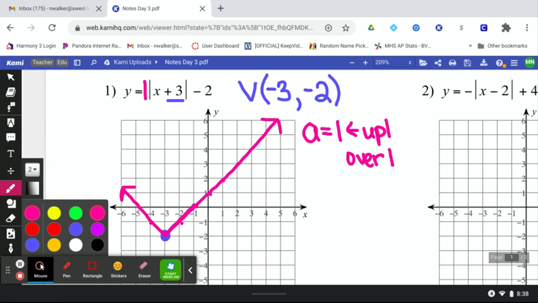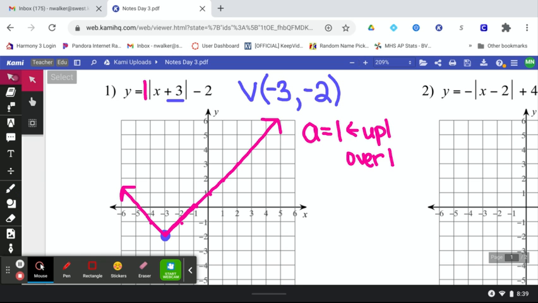Still see some people writing. Gracie, let me know when you're ready, okay? Are you good? Maria, are you good? Yeah. Okay. All right, now that one had a positive 1.